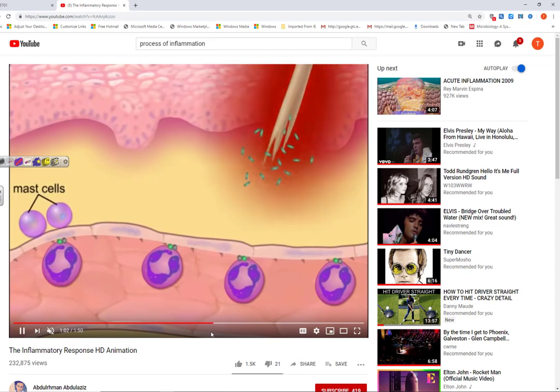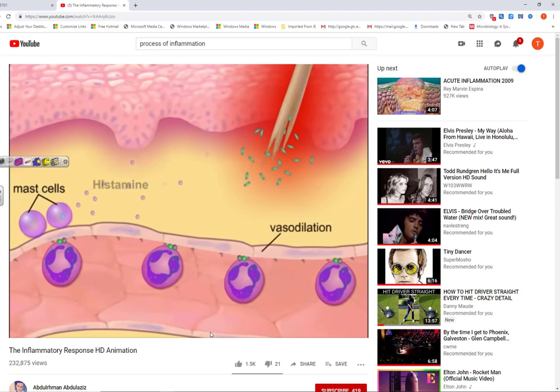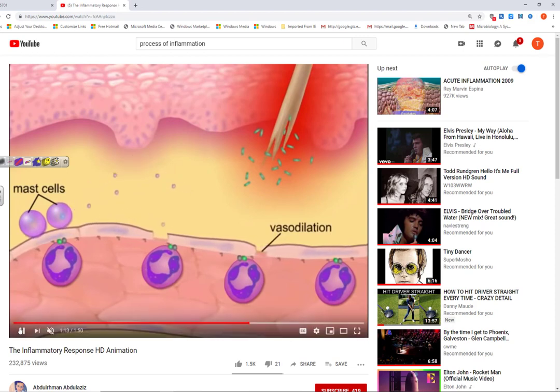See, it's red and throbbing. Ow. Ow. There goes the histamines. Vasodilation, and then it punches holes in the capillary. You got me? Now watch.